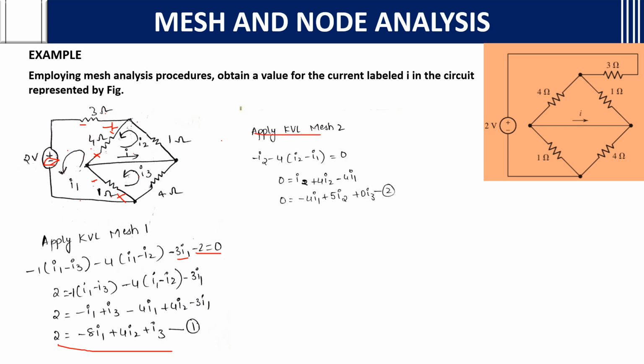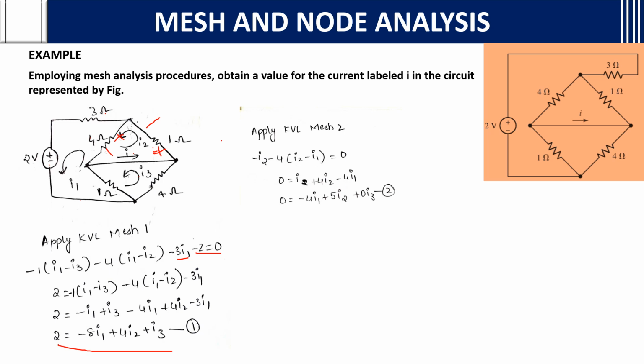Then apply KVL to mesh 2. How to write for mesh 2? Again, as it is starting from here, take plus minus I2 plus minus 4 into I2 minus I1. I'll clear once here and then I'll show you once again clearly. See here, first it is minus plus, as the current is flowing from this side, you take here plus, then here minus, take here plus and here minus. So plus here, plus here plus and here minus.